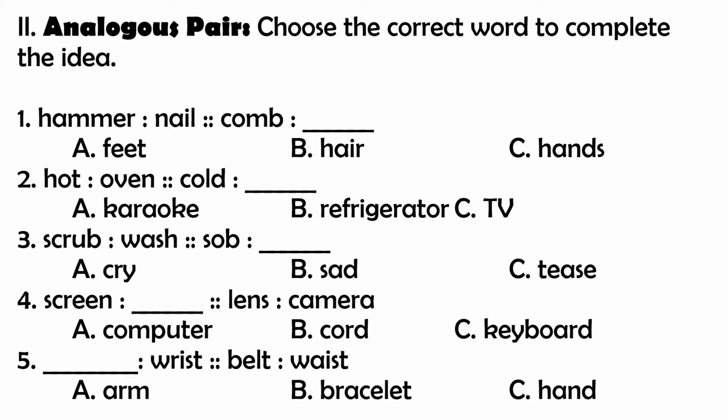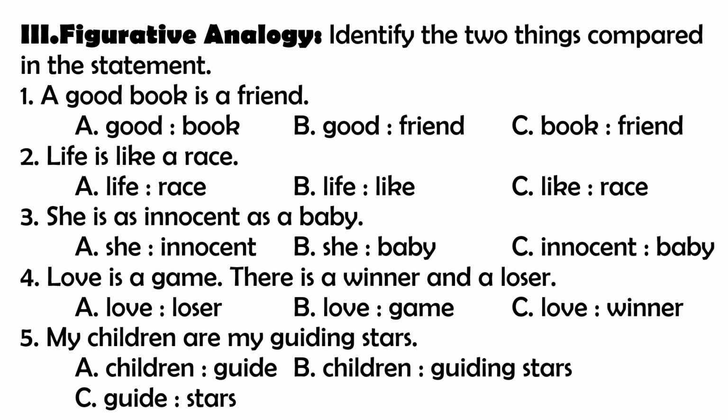Number 5. Blank is to wrist as belt is to waist. A. Arm. B. Bracelet. C. Hand. Okay, let's proceed to the third part of our activity. This activity is entitled Figurative Analogy. All you have to do is to identify the two things compared in the statement. Number 1. A good book is a friend. A. Good is to book. B. Good is to friend. C. Book is to friend.